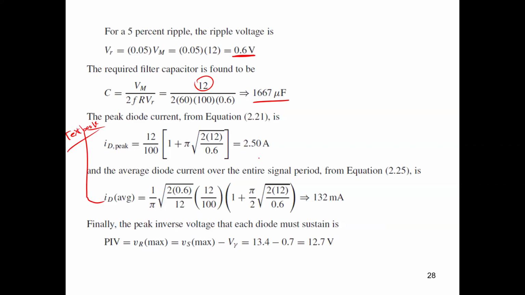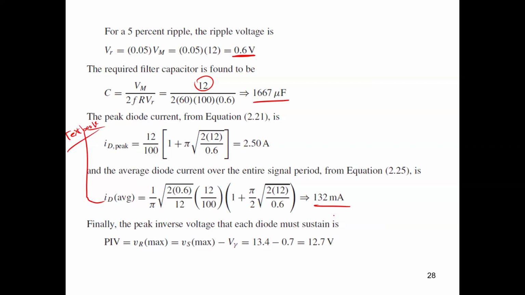So I do prefer, as I mentioned to you, to assume that the capacitor is not there. In this case, you should consider the load current, not just the peak current. Okay, so substitute here in the relation, you will get the average value of current. So this is the average value, 132 milliampere.